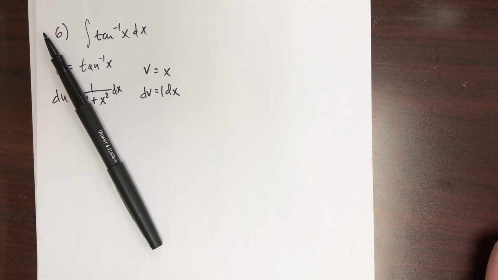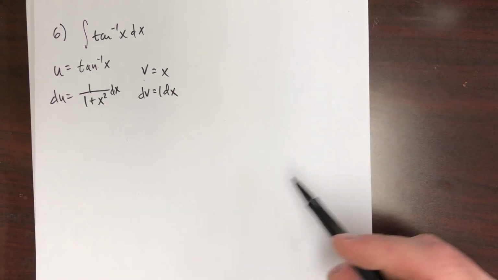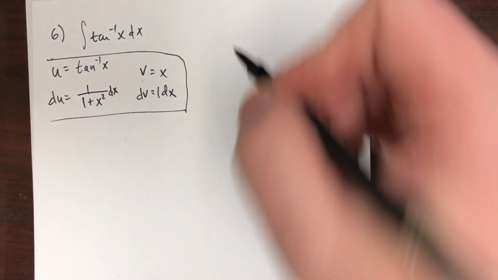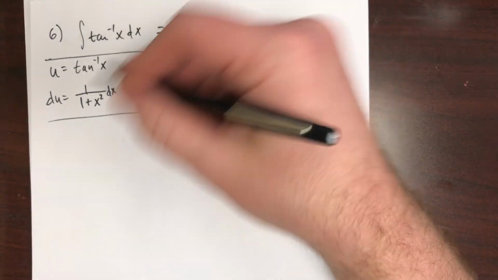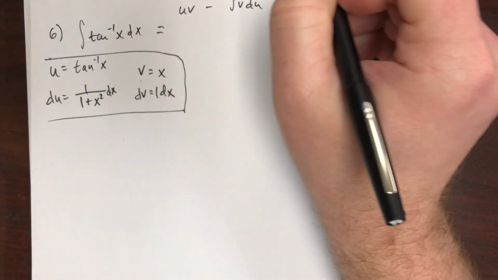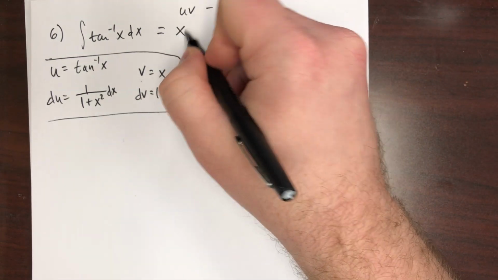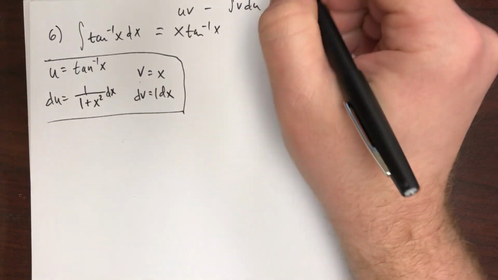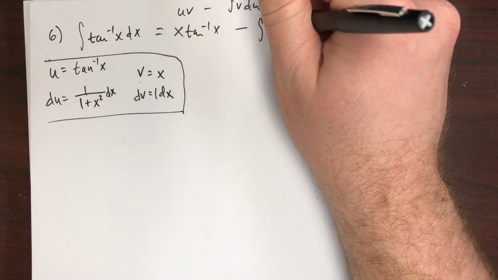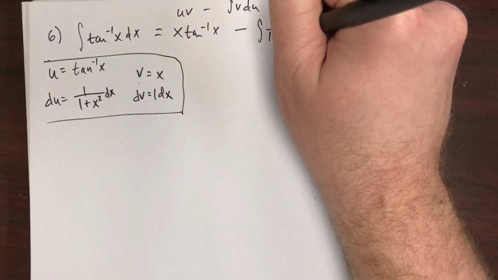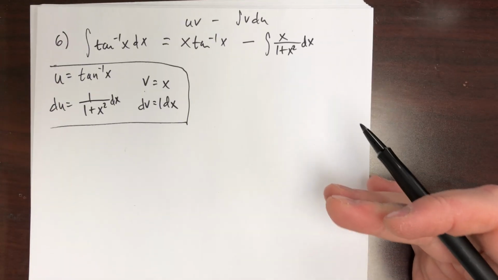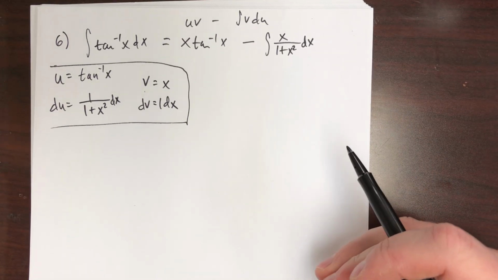Derivative of arctangent. Yep, cool. All right. So let's see what happens. We got our uv minus integral of v du. So then we're going to have x inverse tangent x minus the integral of x over 1 plus x squared dx. All right. It's like, cool, we did the problem, now we get to do another problem.